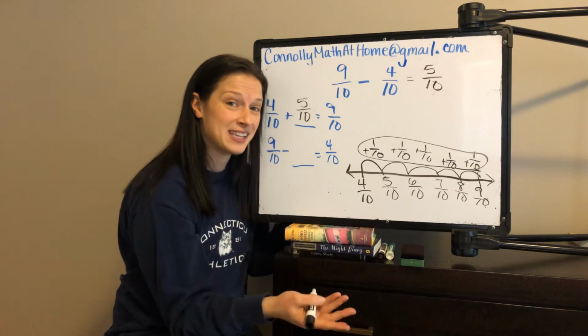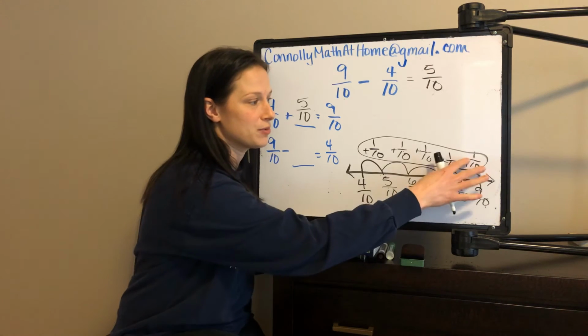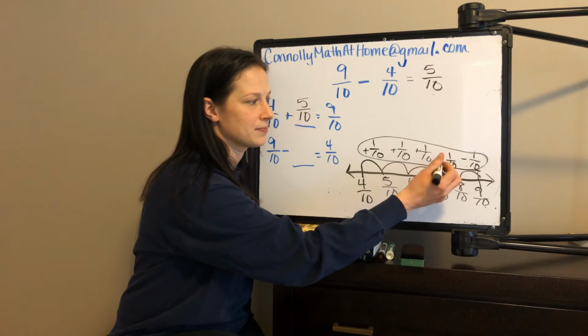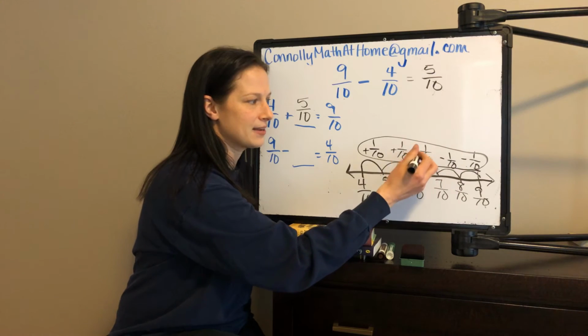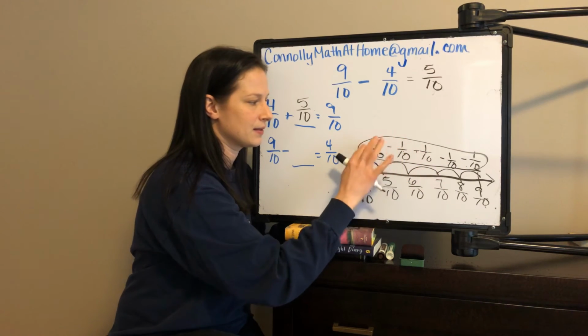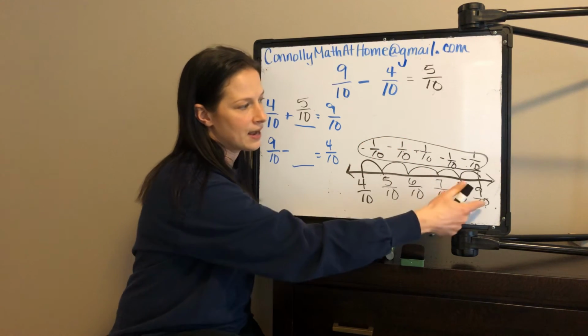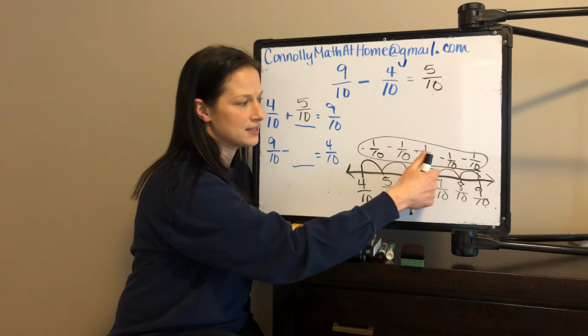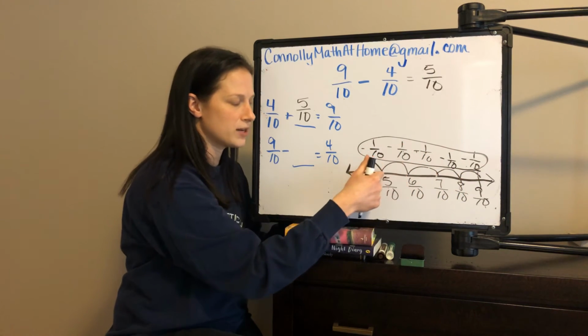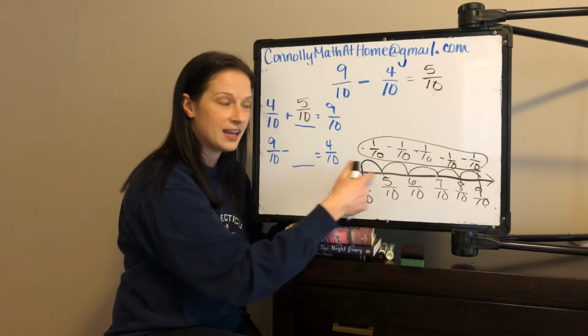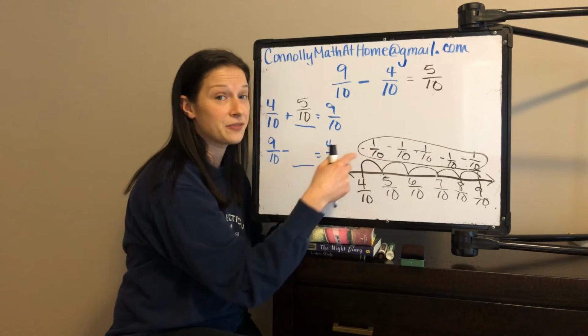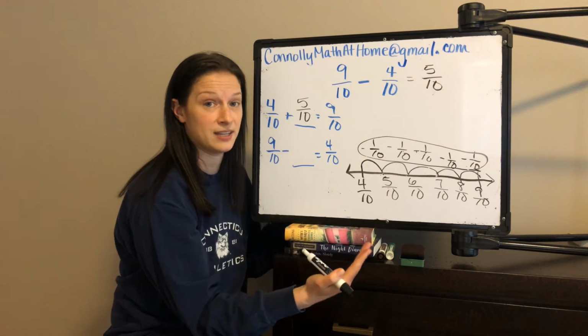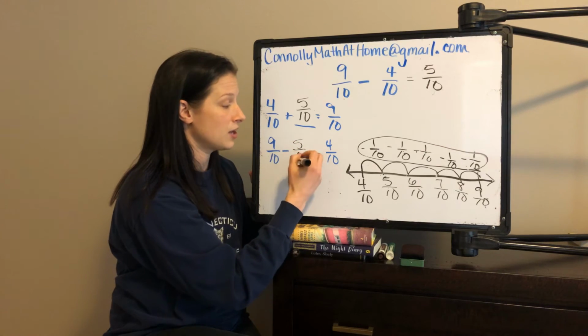And like I was saying, the distance between these two numbers is going to stay the same. If I was subtracting back, 9/10 minus 1/10 is 8/10, minus 1/10, minus 1/10, minus 1/10, minus 1/10. It would still be 5/10 between the two numbers.